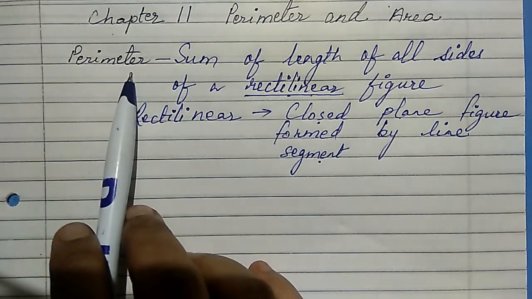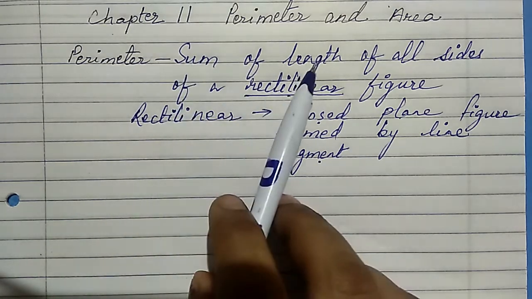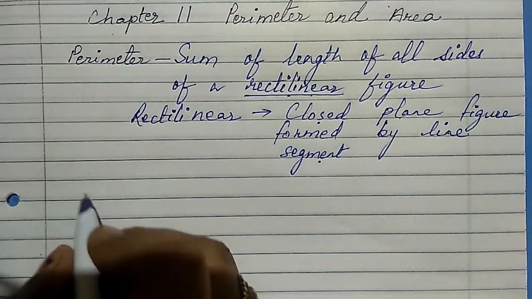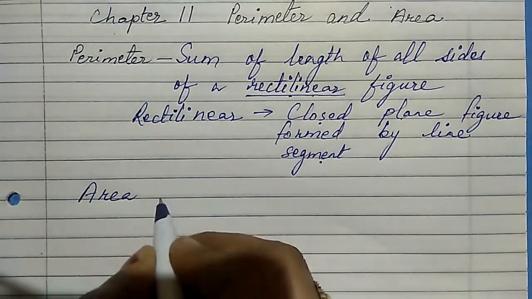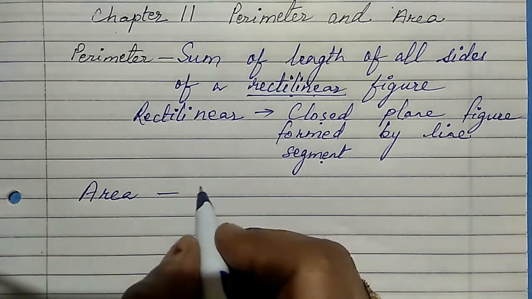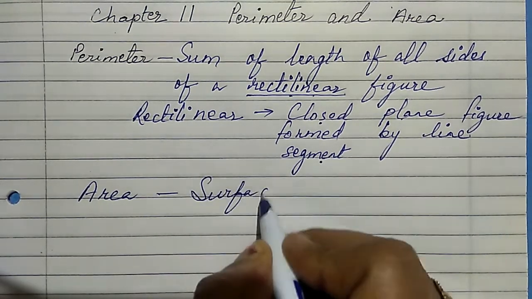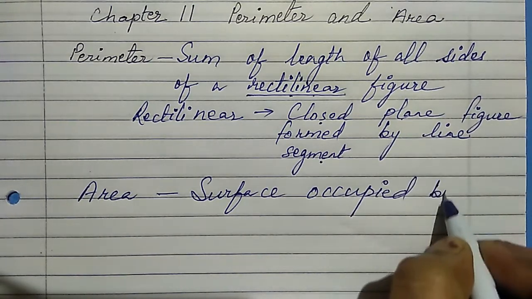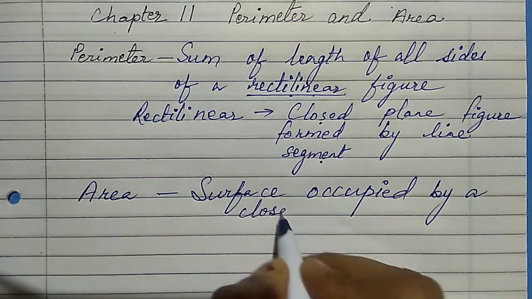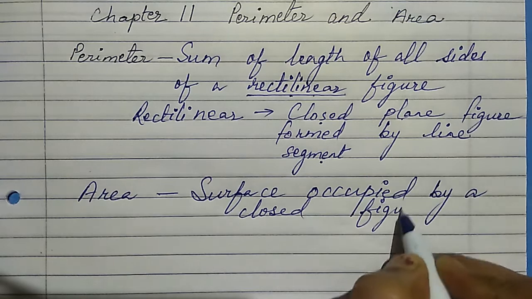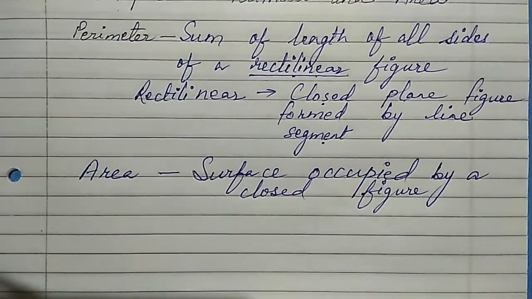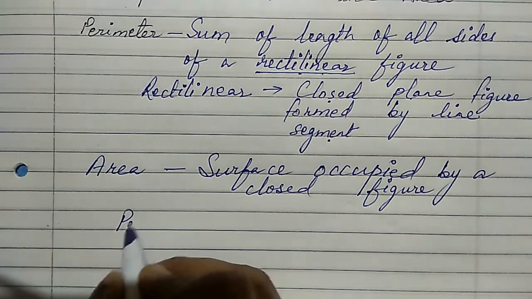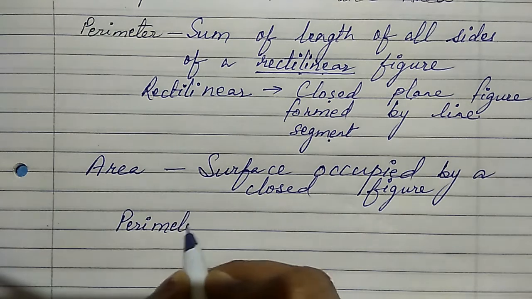So what do we mean by perimeter now? Perimeter is the sum of length of all sides of a rectilinear figure. Second thing is area. What is area? Area is the surface occupied by a closed figure. So if you remember, in class 6th, we have already discussed the perimeter and area of some figures.